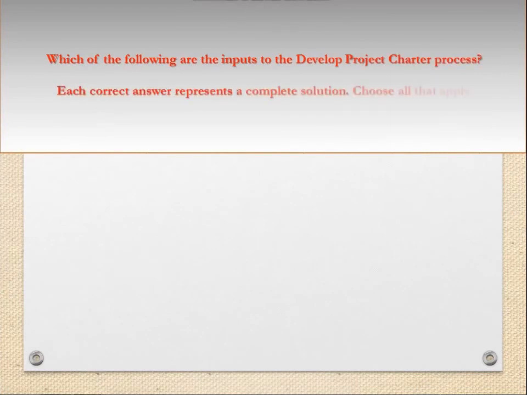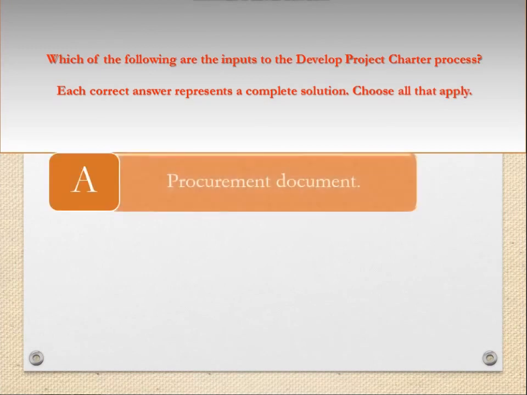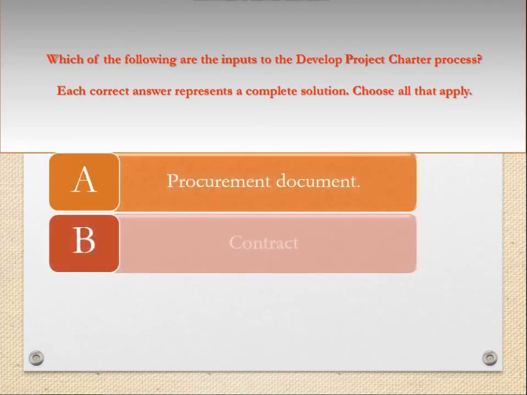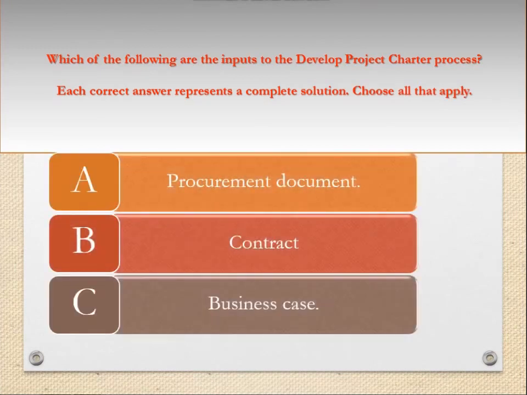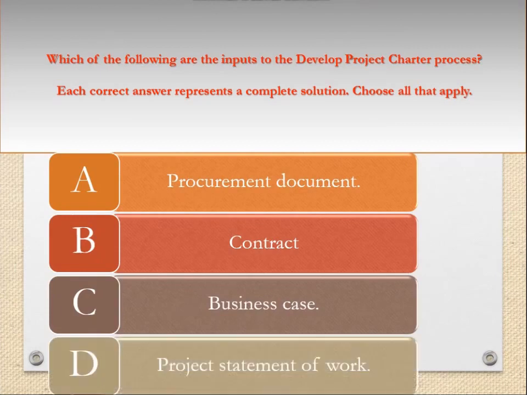Question: which of the following are the inputs to the develop project charter process? Each correct answer represents a complete solution. Choose all that apply. A. Procurement document. B. Contract. C. Business case. D. Project statement of work.